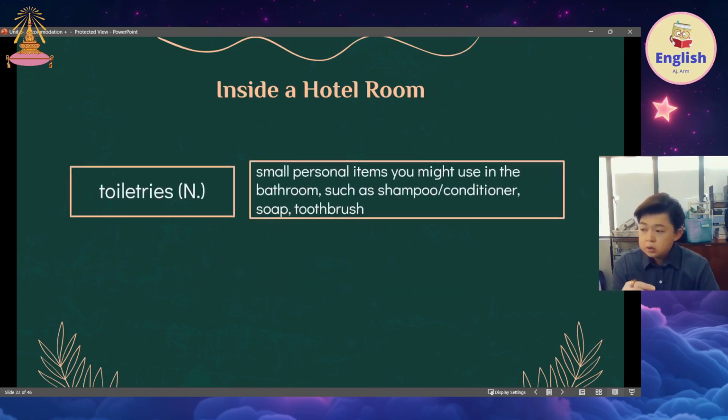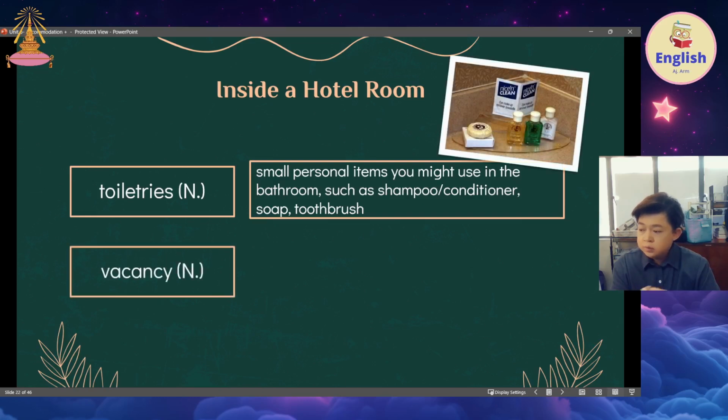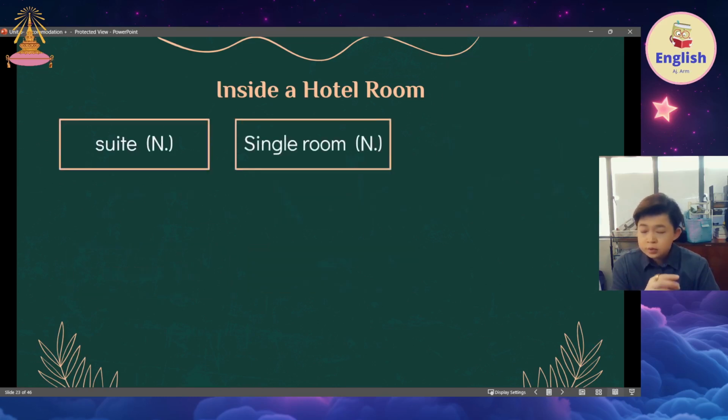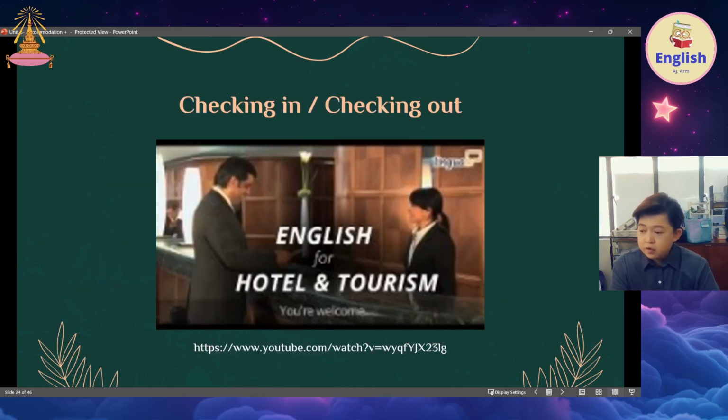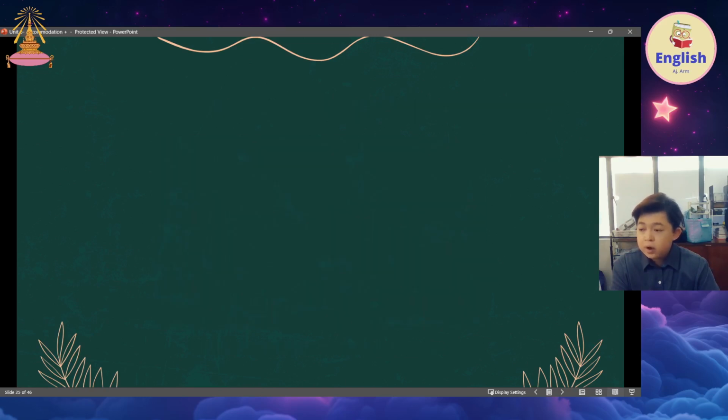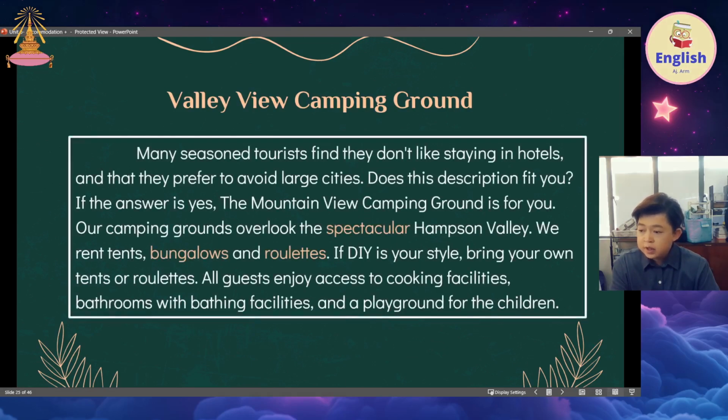Toiletries, vacancy, suite. Do not pronounce the word suite like sweet, because it is a type of hotel room. Single room or double room. For example, a video of check-in and check-out. Valley View Camping Ground, what is it?